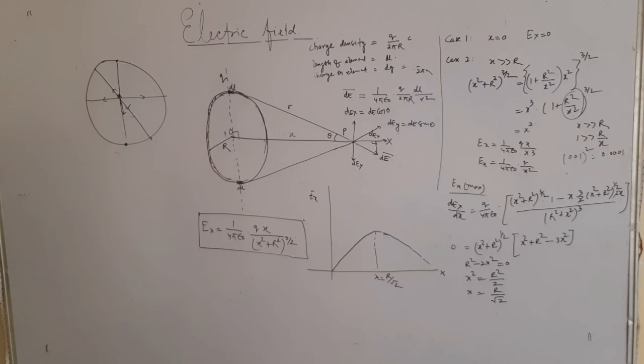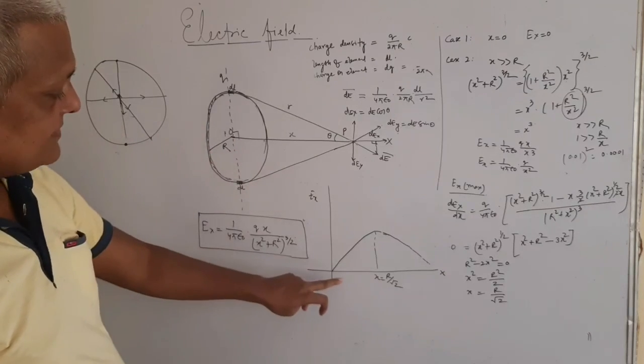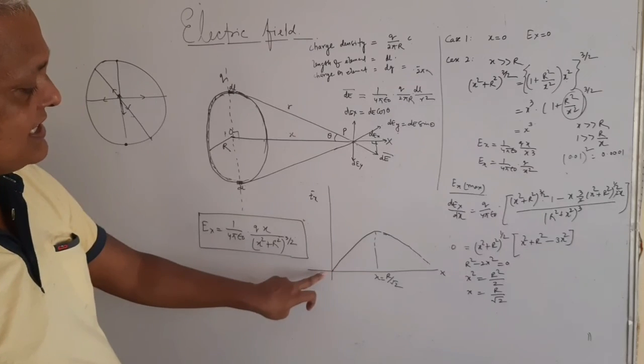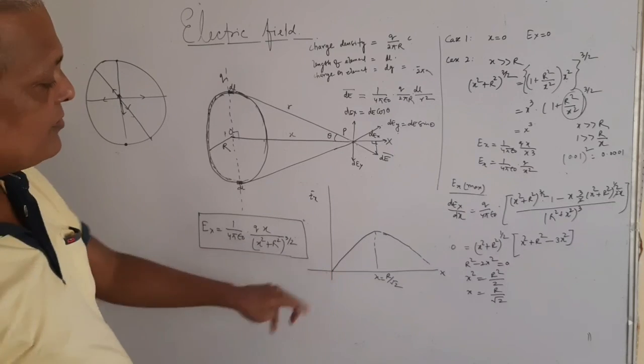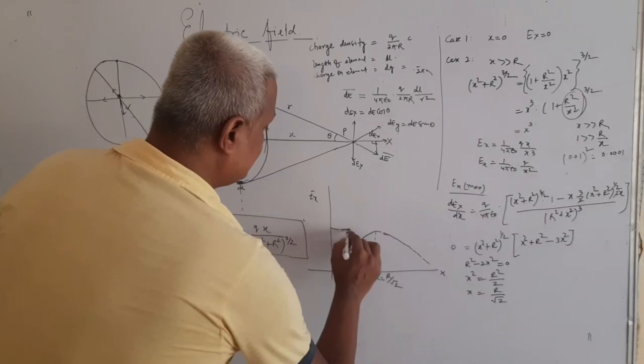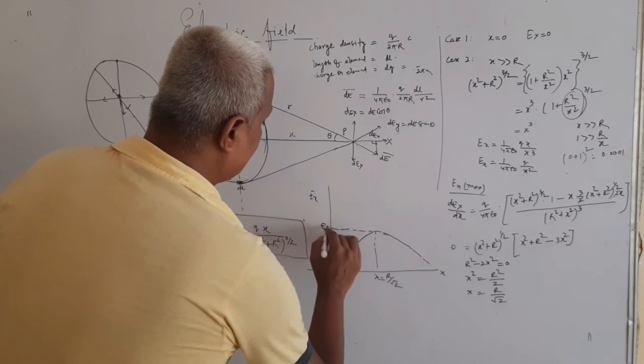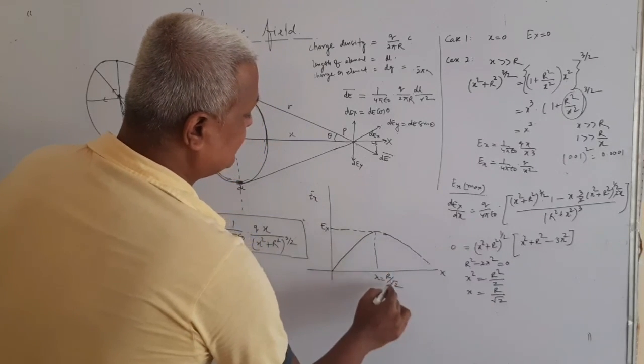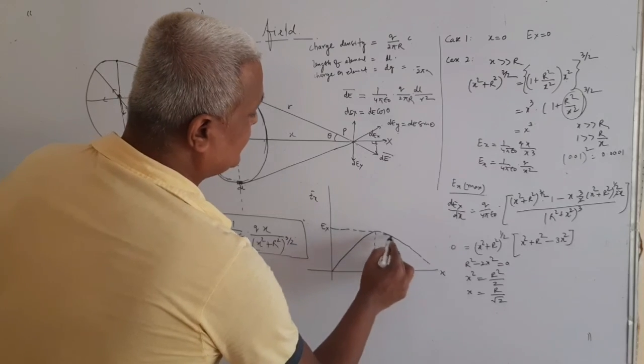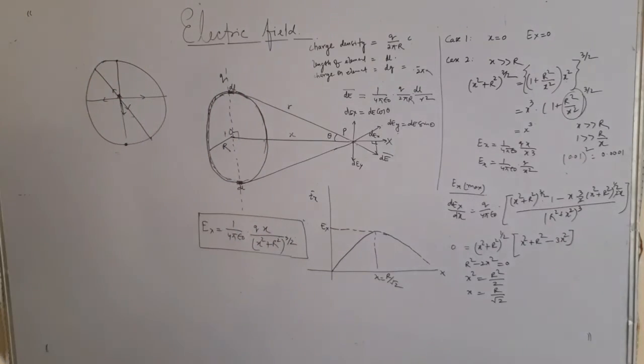So this is the nature: when the value of x increases, starting from 0, the electric field increases from here, it reaches the maximum value, that is Ex at r by root 2, and then after the maximum it starts decreasing. So this is the relation between these.